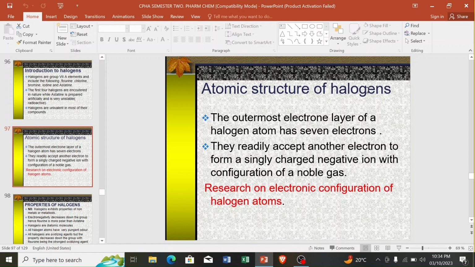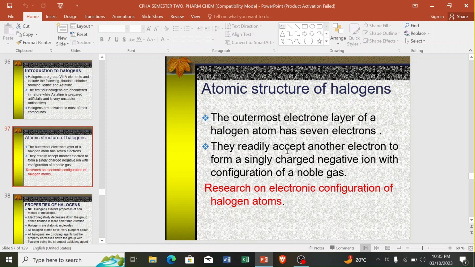So let us see how the atomic structure of halogen looks. The outermost electron layer of a halogen atom has 7 electrons. Every element of group 7 of the periodic table has 7 electrons in their outermost shell. However, they readily accept another electron to form a singly charged negative ion. Since it only has 1 electron left to become stable, or to attain the configuration of a noble gas, it has the ability to gain, that is, to attract another 1 electron.